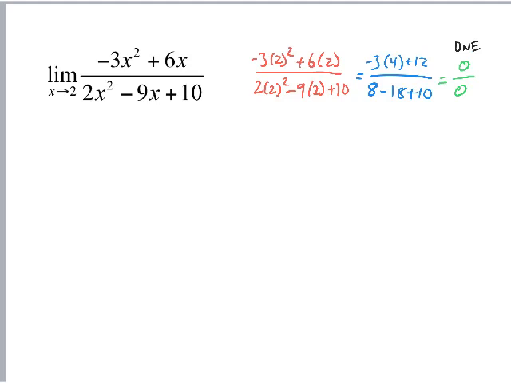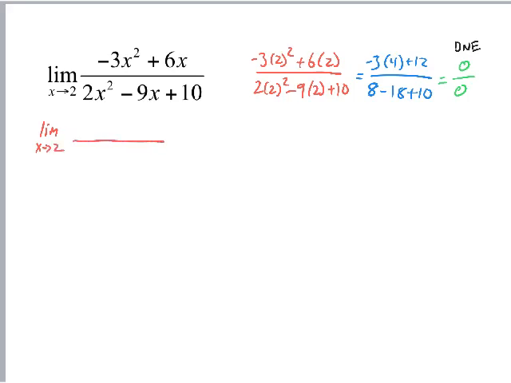I could try to graph it, if you're great at graphing. I could try to crunch it from both sides with the table, but I'm going to do something analytically. And what you're going to do here is factor. We're going to use factoring, because if I factor top and bottom, something might cancel. And that's what we're looking for. So I'm going to do the limit as x approaches 2, and I'm going to factor top and bottom.